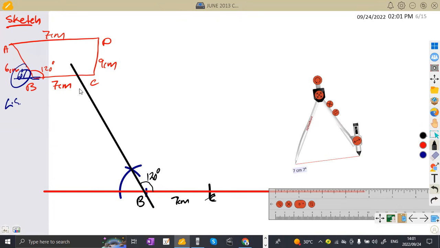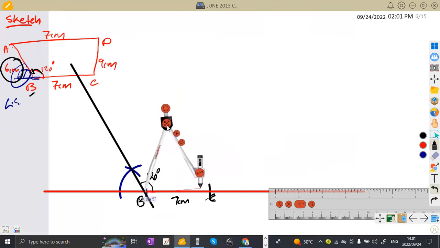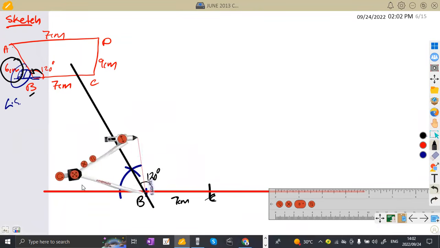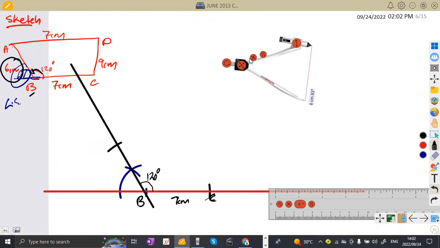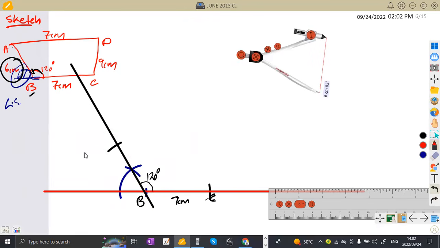Then from the same B to A, it's 6 centimeters, and it's along the 120 degree angle that we've constructed. So if I am to measure 6 centimeters, it's somewhere here. If I have this as my 6 centimeters, I'm just going to mark it. So this is what I need here. I'm going to mark 6 centimeters from this point along this line. This is your 6 centimeters. You just mark somewhere here. At the point where you have marked, this is where you're going to have your point A. So this is your point A, and this will be 6 centimeters here.